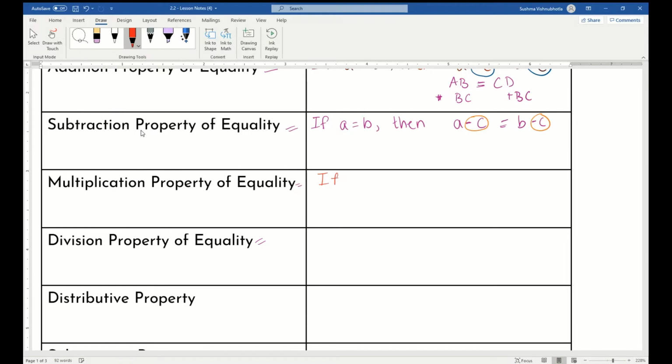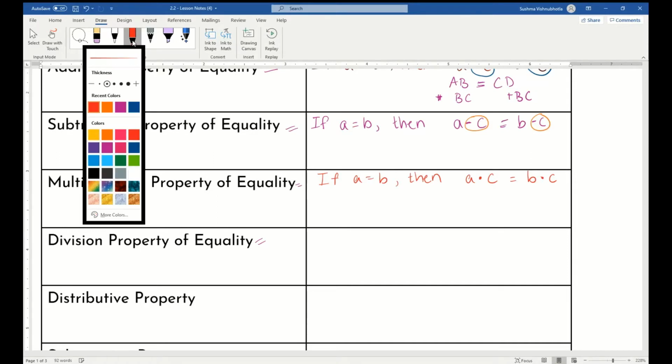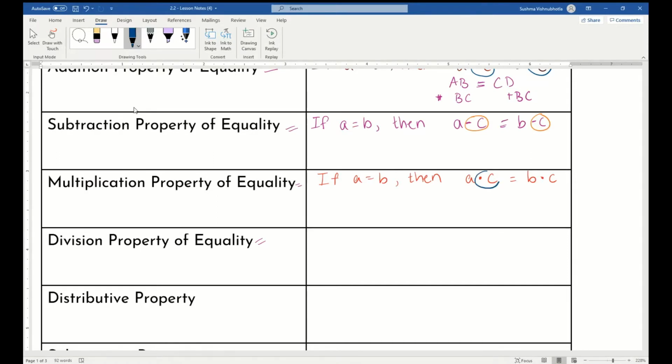Multiplication property of equality says two quantities that are equal to each other, if you multiply the same quantity to both sides, you do not change the truth value. And in this case, we're multiplying by C.